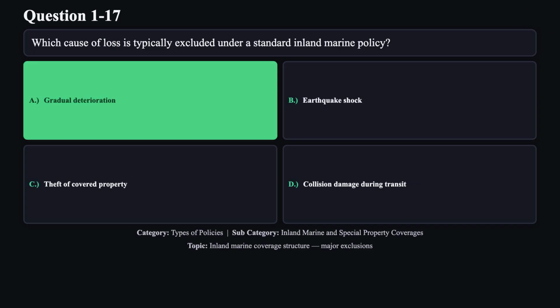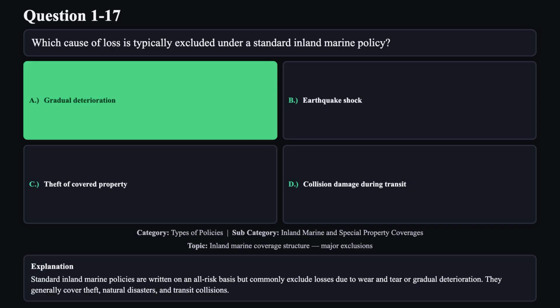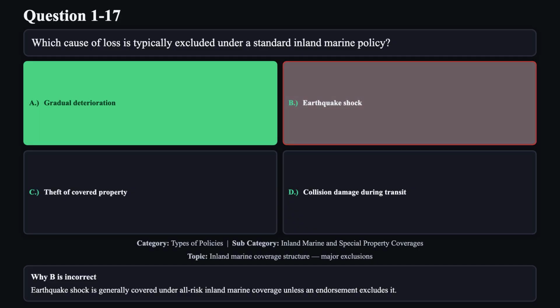The correct answer is A. Standard inland marine policies are written on an all-risk basis, but commonly exclude losses due to wear and tear or gradual deterioration. They generally cover theft, natural disasters, and transit collisions. Reason B is not correct. Earthquake shock is generally covered under all-risk inland marine coverage unless an endorsement excludes it.